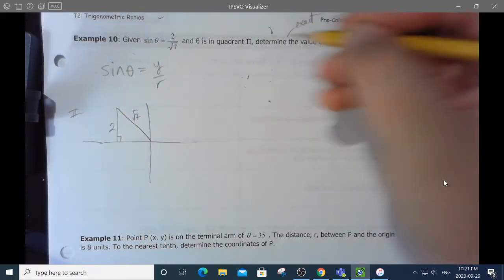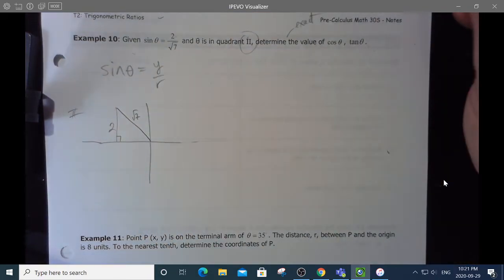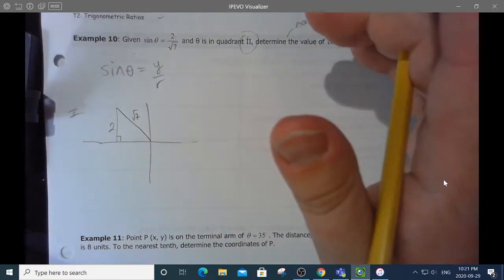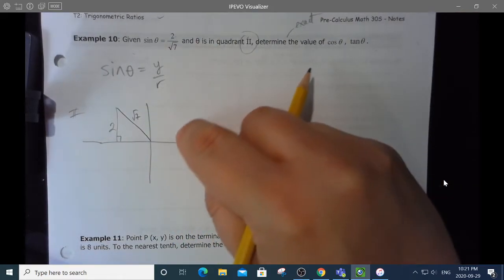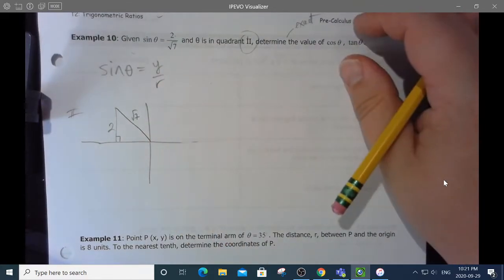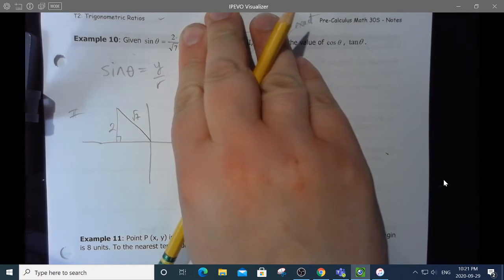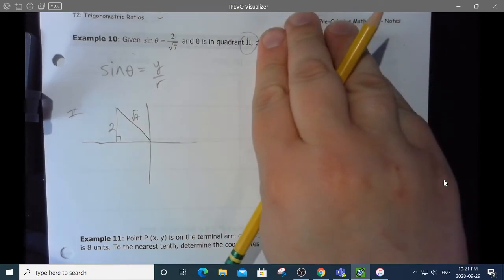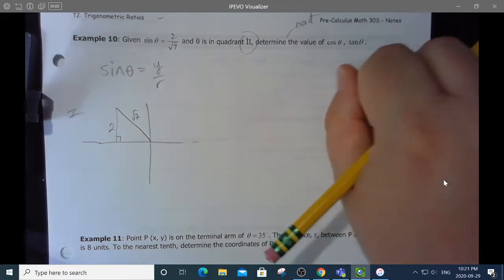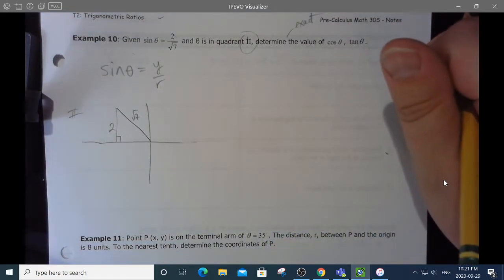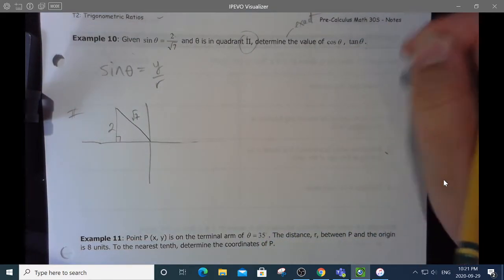Now you might be wondering, why did they bother telling me that I'm in quadrant 2? Well, because notice I could have put the same triangle over here. It would have still been a positive for y, and of course, hypotenuse is always positive. So if I just give you that information, there are 2 answers. But as soon as I give you that piece of information, that it's in quadrant 2, aha, now I only have 1 answer. And I would like to know the cosine and the sine.